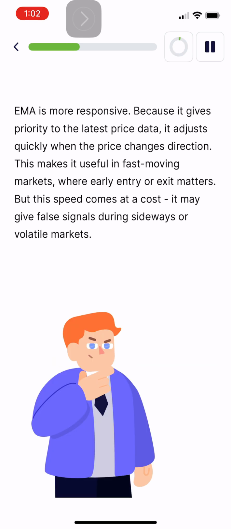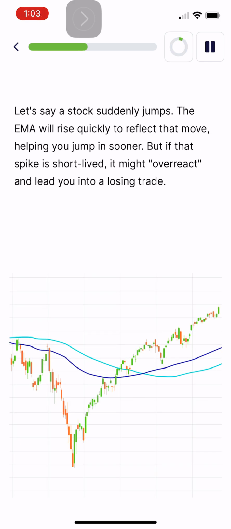EMA is more responsive. Because it gives priority to the latest price data, it adjusts quickly when the price changes direction. This makes it useful in fast-moving markets, where early entry or exit matters. But this speed comes at a cost. It may give false signals during sideways or volatile markets. Let's say a stock suddenly jumps. The EMA will rise quickly to reflect that move, helping you jump in sooner. But if that spike is short-lived, it might overreact and lead you into a losing trade.